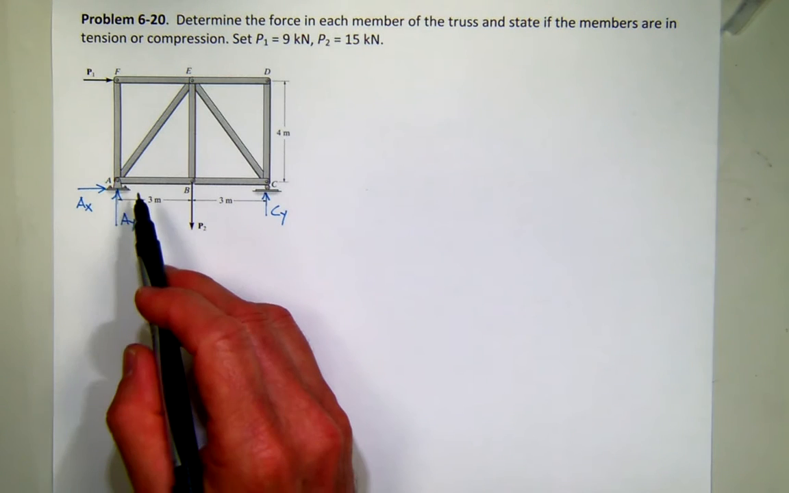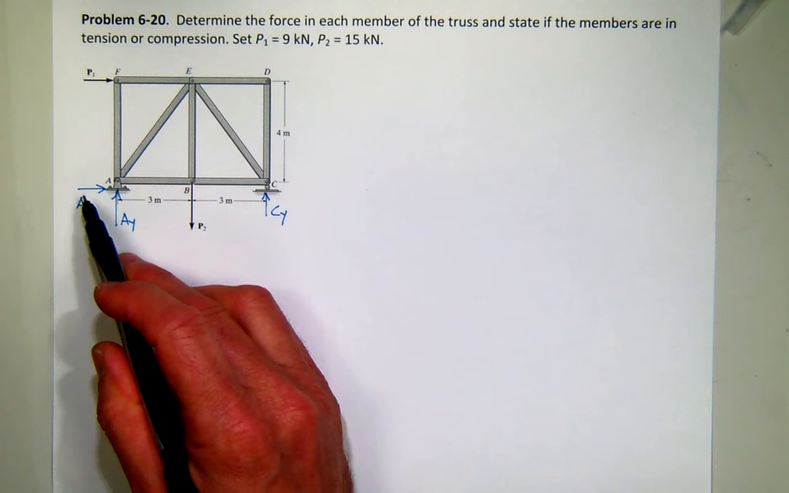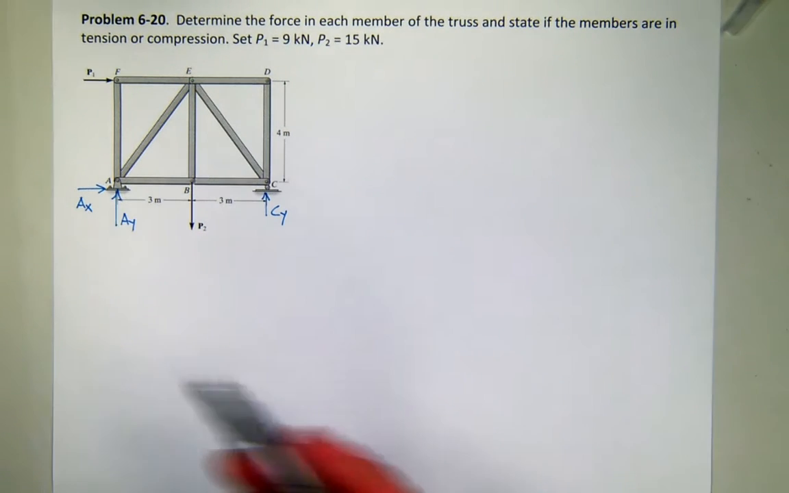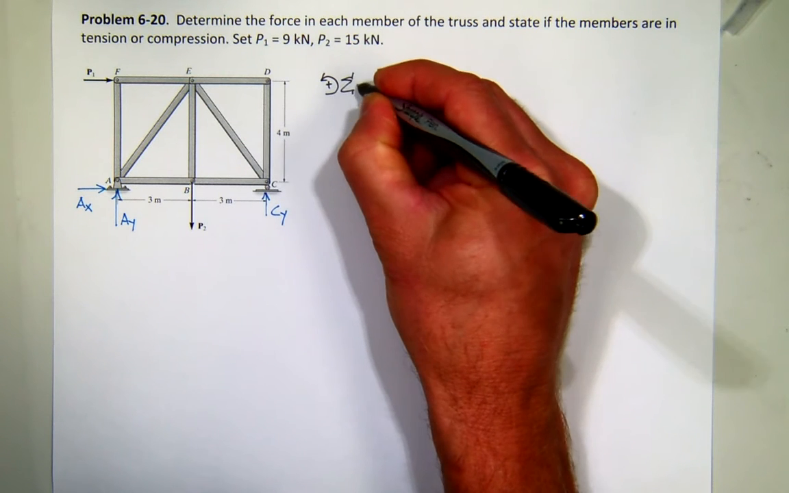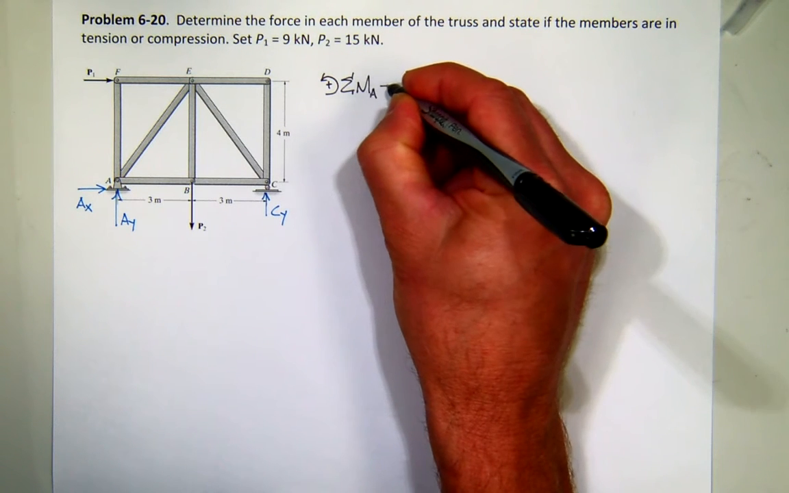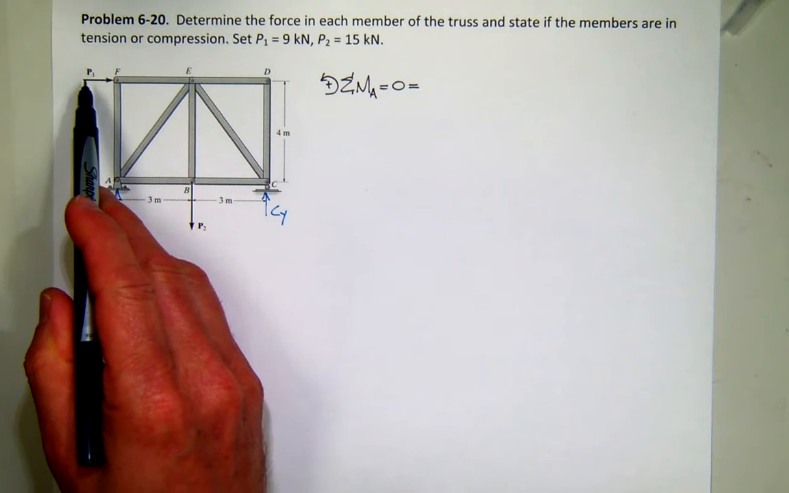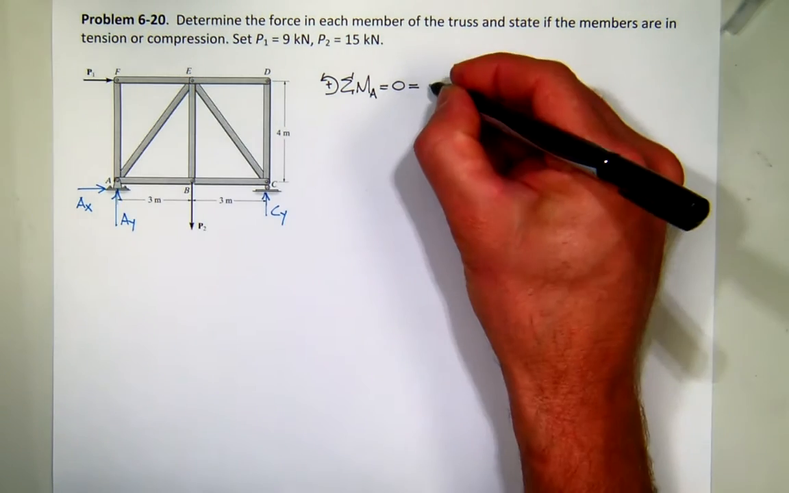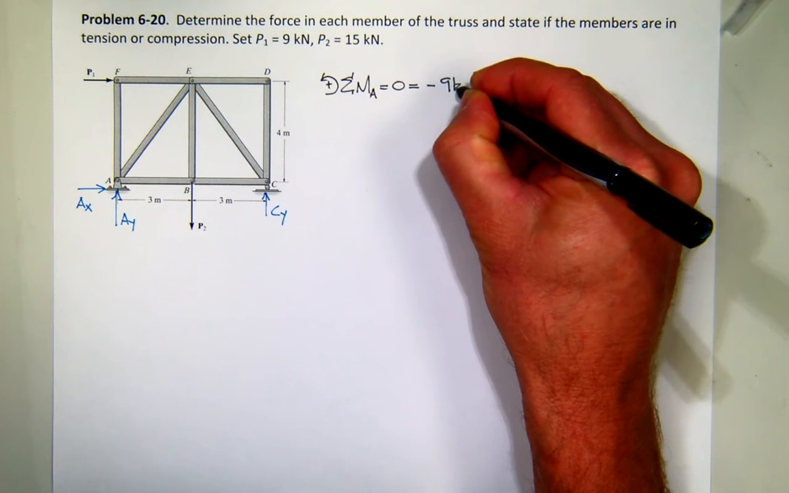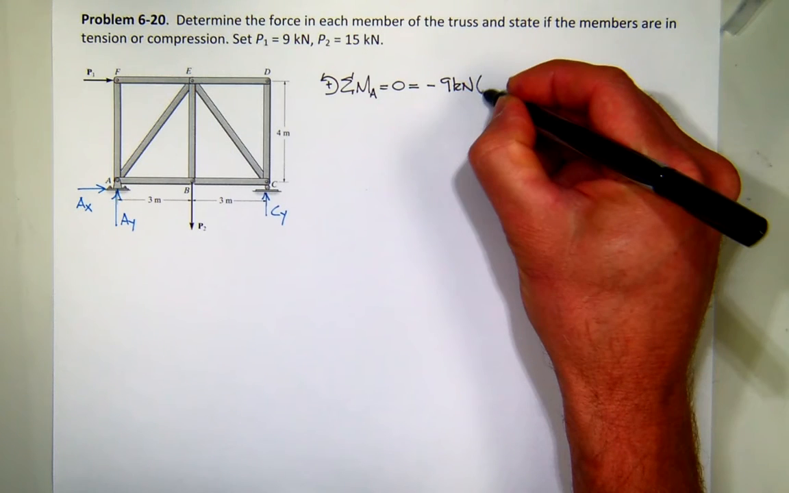Like many problems we've done before, when you have a pin, it's a good place to sum a moment because two of your reactions, Ax and Ay, pass through that point and create no moment. So I'm going to sum moments about A, right-hand rule as my sign convention, and make sure the whole structure is in equilibrium. I've got to worry about the moment of P1 and P2 and then my reaction. I'll start with P1. It's going to create negative moment. It has a magnitude of 9 kilonewtons and a moment arm of 4 meters.